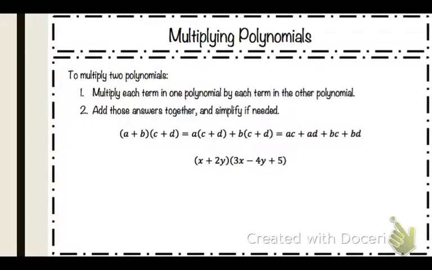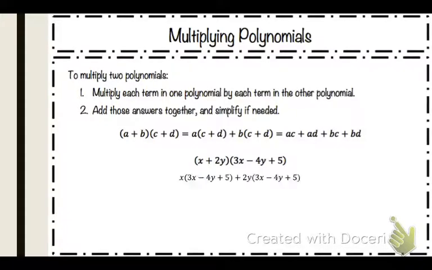So now let's multiply polynomials. So I'm going to teach you 2 methods. This first method is the distribution method. Okay. So we're going to multiply each term in one polynomial by each term in the second polynomial. And then we're going to add those together and simplify if needed. Okay, so let's look at this example. We have x plus 2y and then 3x minus 4y plus 5.